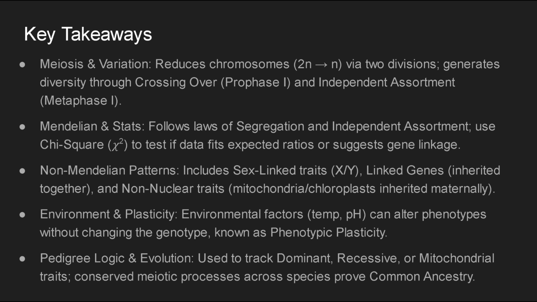Here are some key takeaways for this video. Let's wrap up. Meiosis drives diversity through crossing over and independent assortment. Mendel gave us the foundations of inheritance, but things like linkage, organelle DNA, and environment add additional layers of complexity. We use statistical tools like chi-square to verify our findings, and ultimately these shared genetic processes across all life highlight our common evolutionary history.